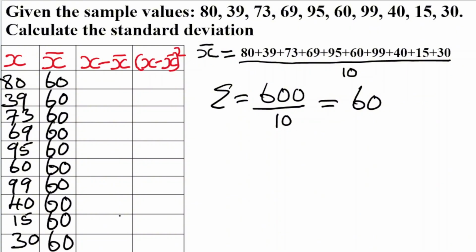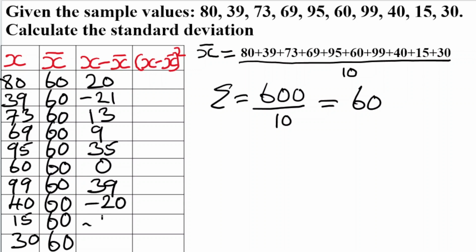We are still in step 2: subtract the mean from each score. 80 minus 60 gives us 20. 39 minus 60 gives us minus 21. 73 minus 60 is 13. Then 9, 35, 0, then 39, minus 20, minus 45, and minus 30.